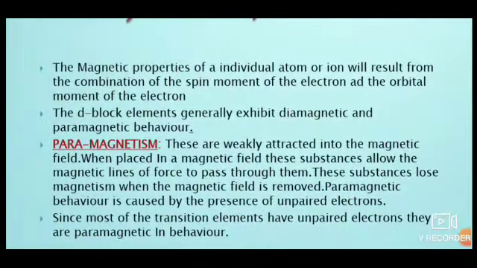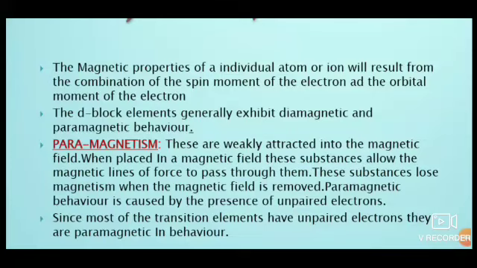The magnetic properties of an individual atom or ion will result from the combination of the spin moment of the electron and the orbital moment of the electron. So we can observe here both magnetic moments, that is the spin moment of the electron and the orbital moment of the electron. So for calculating the magnetic moment of these d block elements, we have to consider the spin magnetic moment and orbital magnetic moment. The d block elements generally exhibit diamagnetic and paramagnetic behaviors.